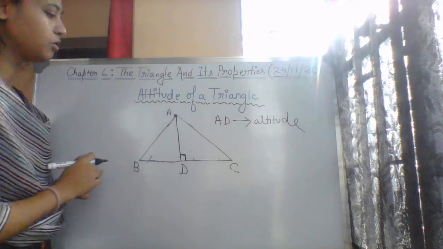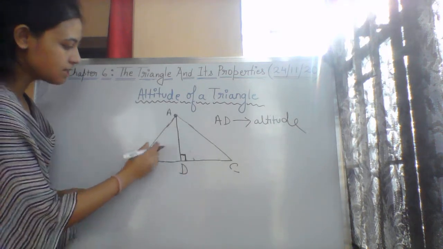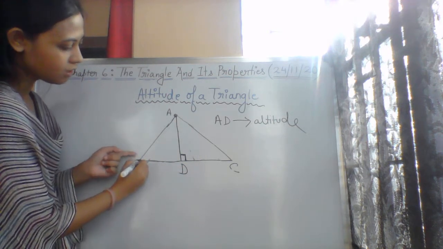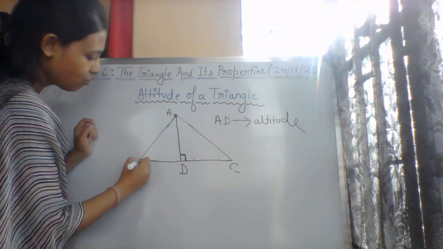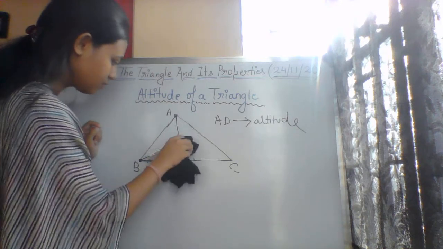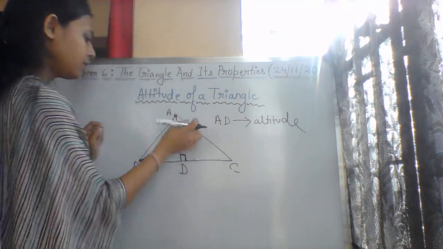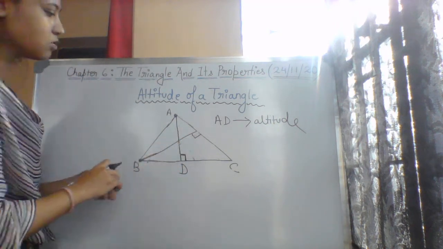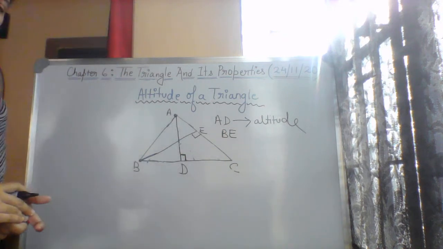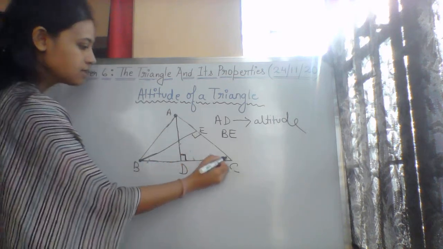How many such altitudes can you get? You can now consider AC as a base. If you consider AC as the base, this is the vertex. What is the opposite side to vertex B? This side. So when a line falls perpendicularly, BE also serves as the altitude, when AC is the base. When AB is the base, similarly we will get another altitude.